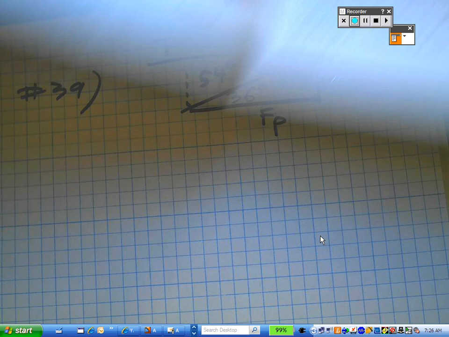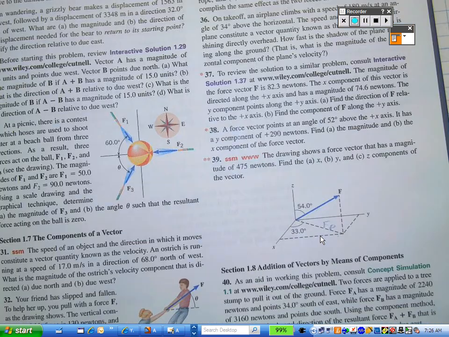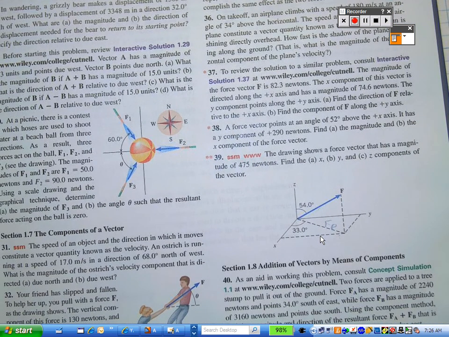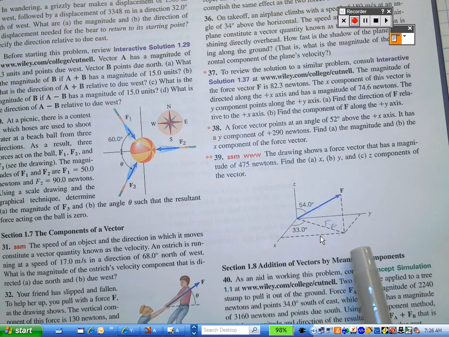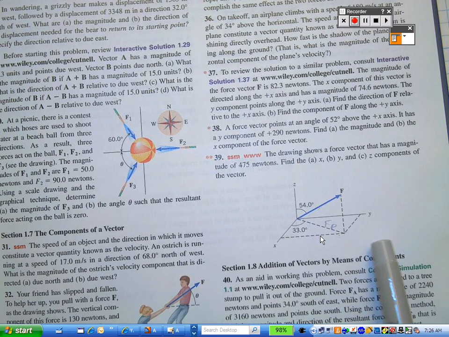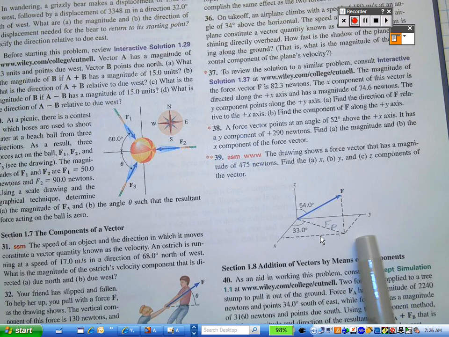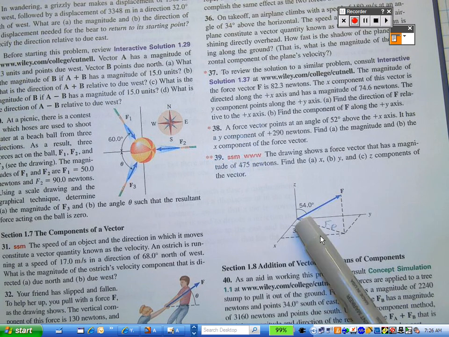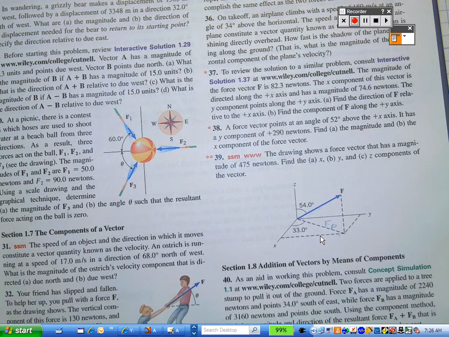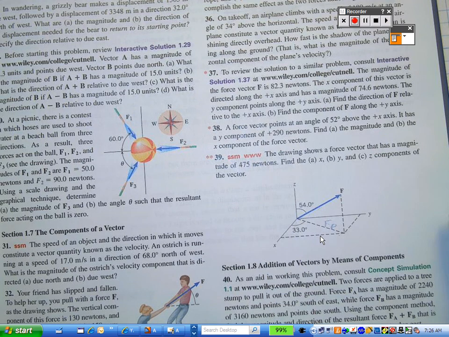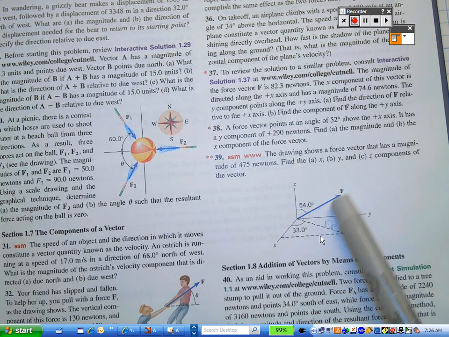This is three-dimensional. It's difficult to solve trigonometry in three dimensions. We'll need to switch this to two dimensions and vectors. But as you look at this, the blue vector is the force. They give you this as 475 newtons. That's the hypotenuse of a right triangle.